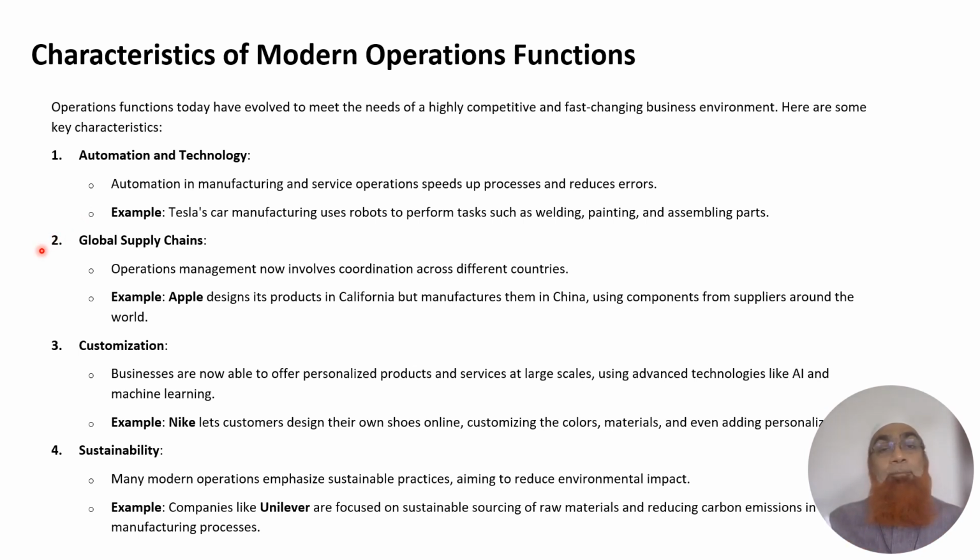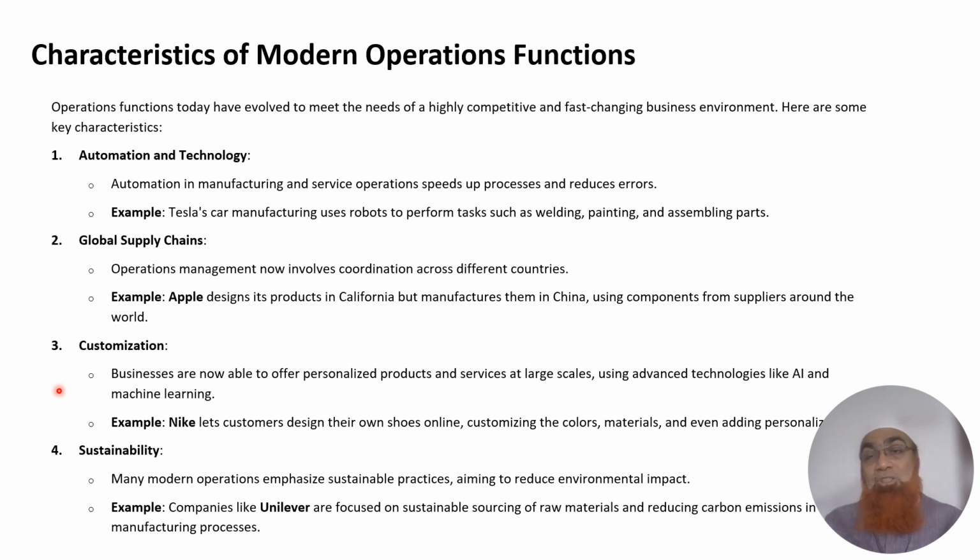Then global supply chain: operations management now involves coordination across different countries. For example, take the Apple phone. The design of the product is done in California, but it is manufactured in China using components from suppliers across the world. It's not that China alone supplies all the raw materials. All the raw materials are procured from different parts of the globe, and they reach the manufacturing unit on time.